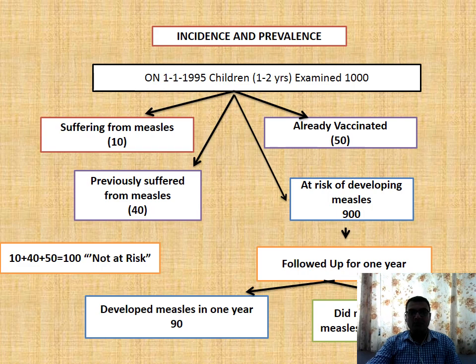So we decided to follow them for 1 year. During follow-up, we found that 90 measles cases occurred. That means 90 children developed measles during our follow-up and 810 children did not develop measles.